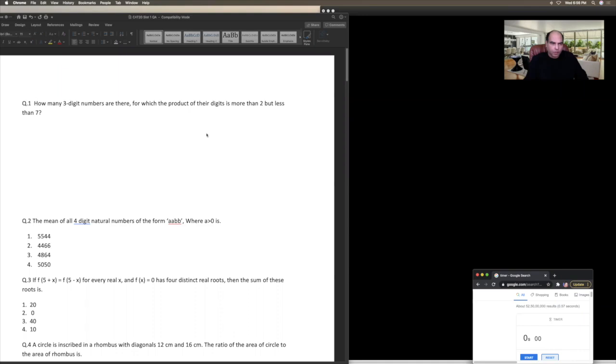First question: how many 3-digit numbers are there for which the product of their digits is more than 2, but less than 7? So I want the product to be 3, 4, 5, 6. In the hundreds, 10 will not work. 11, 3 to 1, 1, 6. That's 4 numbers.